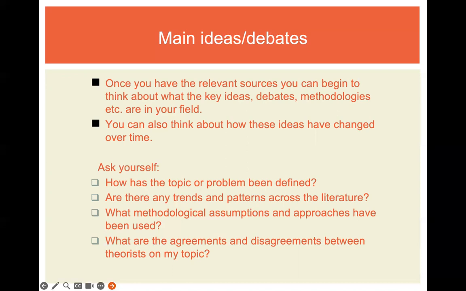So you need to ask yourself very, very seriously, how has the topic or problem been defined? And that's the reason why you need to define the problem in the RRL. That's why I said follow the outline of the statement of the problem. Are there any trends and patterns across the literature? What methodological assumptions and approaches have been used? Or what are the agreements or disagreements between theorists about the topic you are working on? These are all very important claims to pay attention to or to watch, because they will allow us to recognize also the movements of the study, and therefore, also, of the direction we are trying to take.